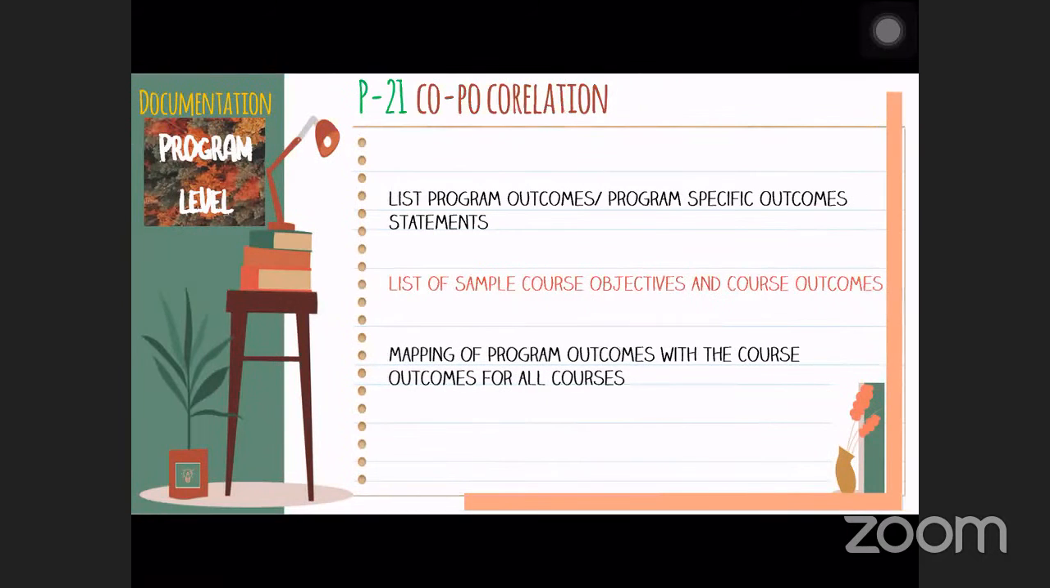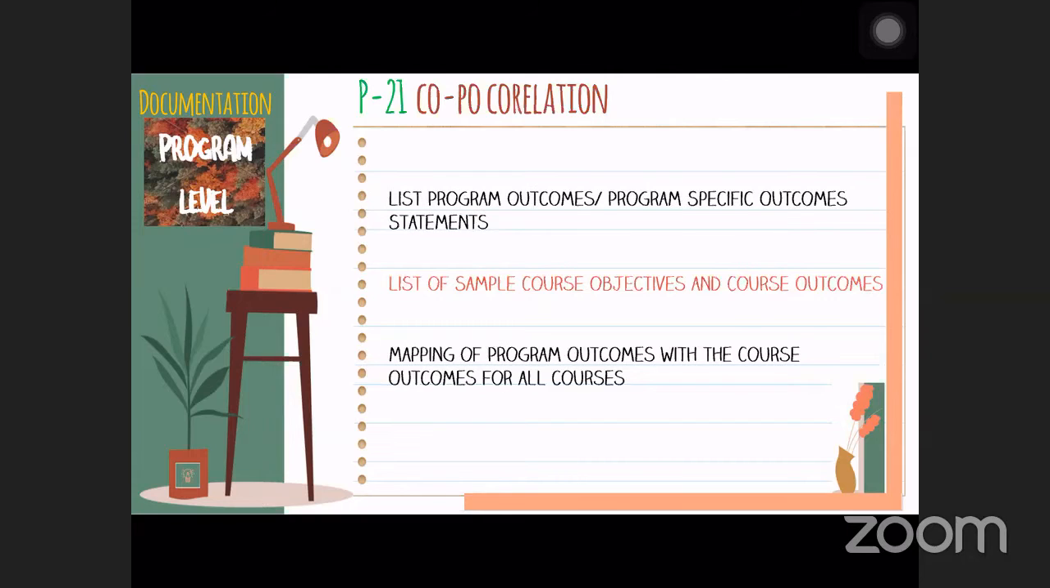Then the next file, the CO-PO correlation, a very important aspect of the accreditation. So let us list what should go into this file. It should list the program outcomes and the program specific outcomes statements. Then it should list the sample course objectives and the course outcomes. It should also include the mapping of program outcomes with the course outcomes.